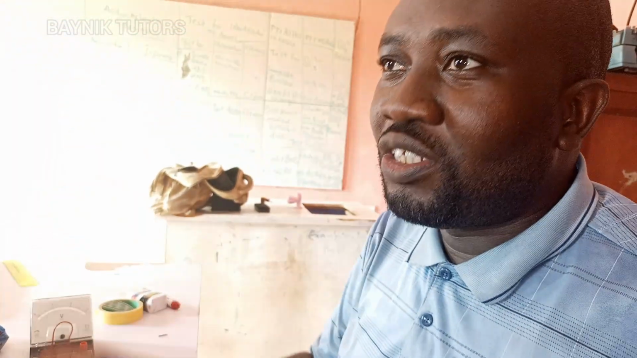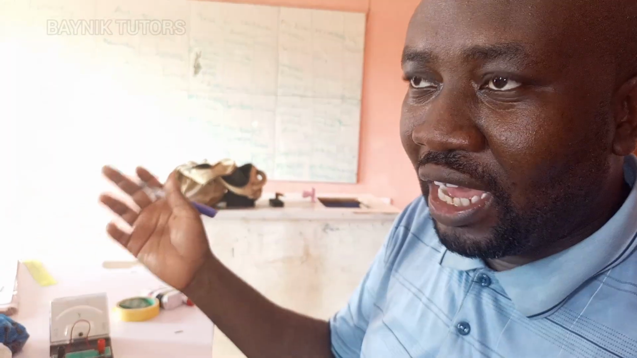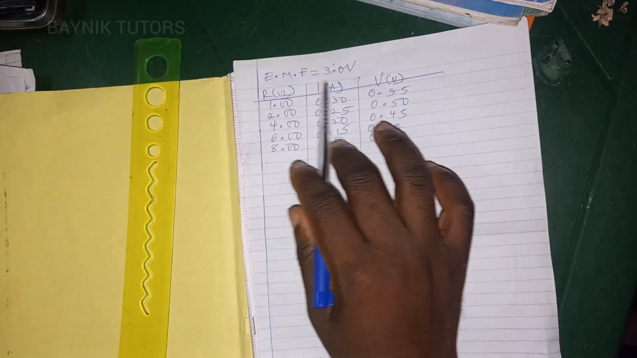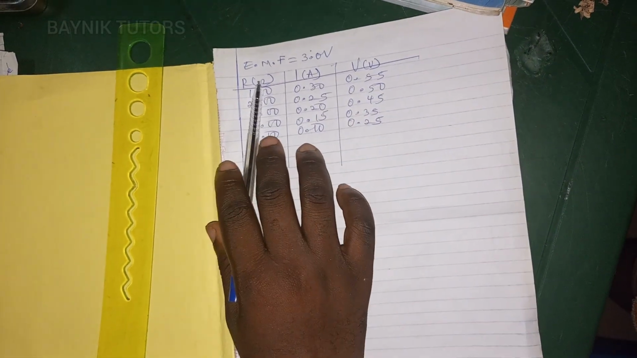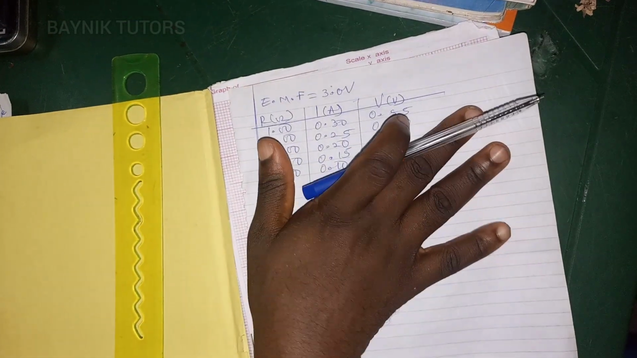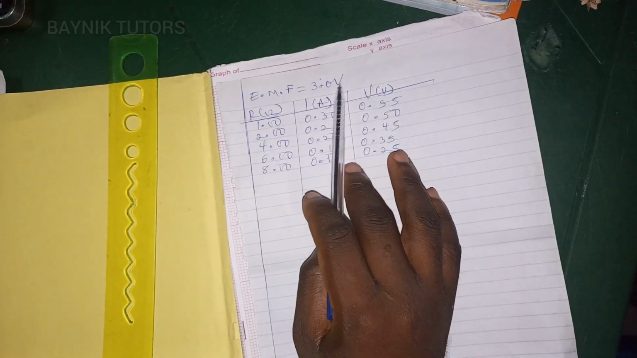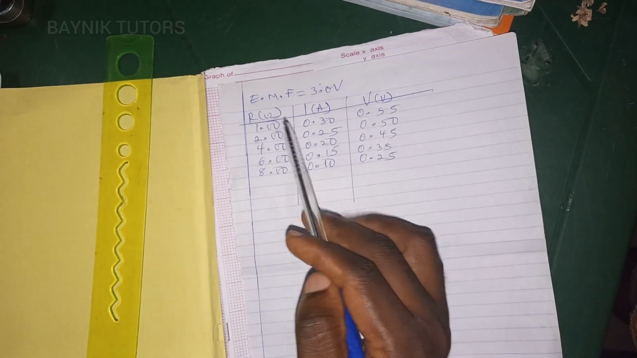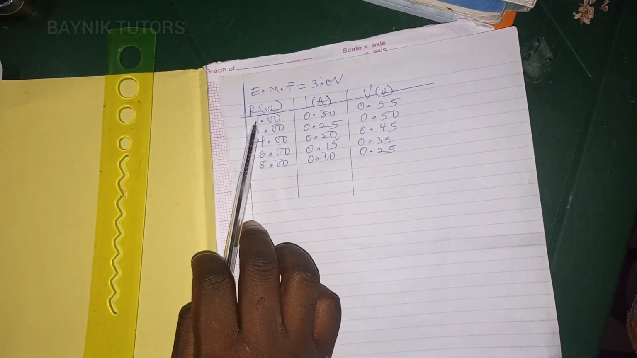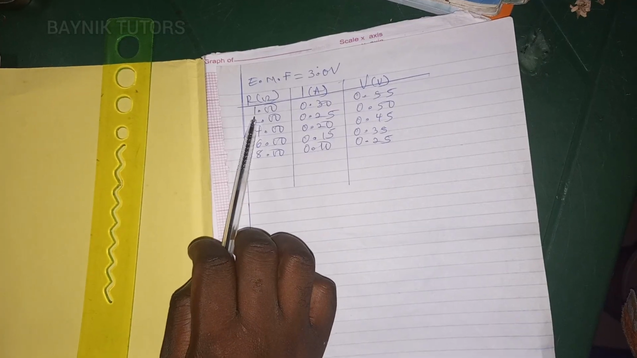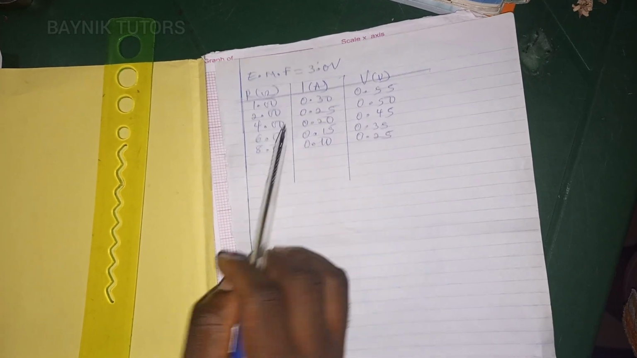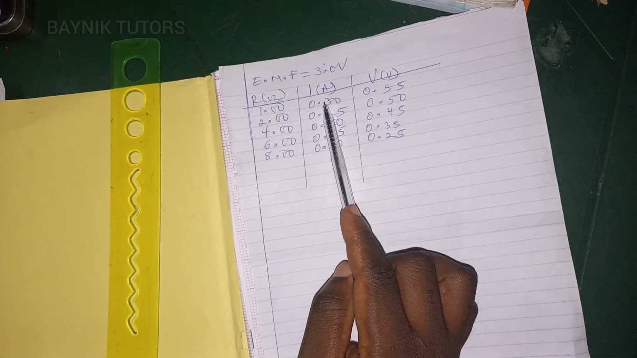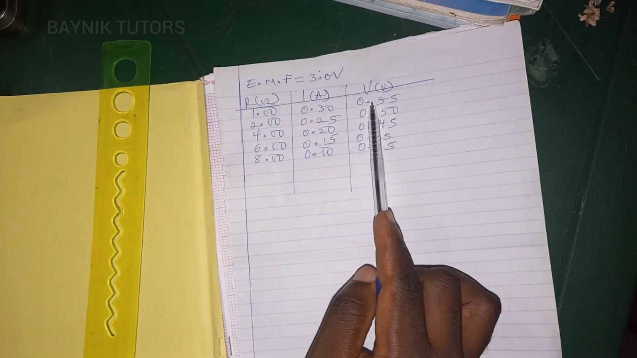So subsequently, we'll still continue with the table and the graph. We have the EMF for the battery at 3.0 volt. This is the normal reading table. We have the resistance as ohm, the current as ampere, the voltage as volt. Then let's look at the range of the resistance. These are the variation of the resistance bus: 1 ohm, 2 ohm, 4 ohm, 6 ohm, 8 ohm. So when we put our resistance bus at 1 ohm, we have 0.30 on our ammeter. On our voltmeter, we have 0.55.